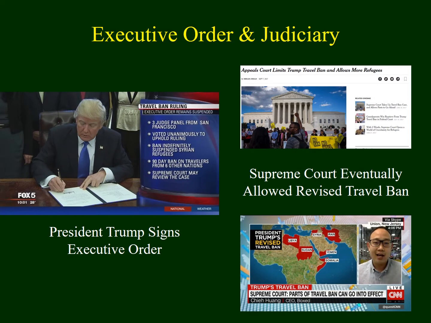You're probably familiar with the so-called travel ban issued by President Trump early in his administration with an executive order. This prohibited people from seven predominantly Muslim countries from entering the United States. This was struck down by our courts, showing how the courts can declare presidential actions to be unconstitutional. However, it was revised and then resubmitted, and eventually a revised travel ban was approved by our courts.